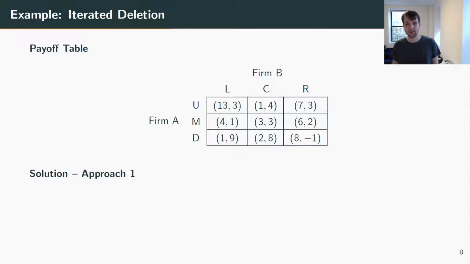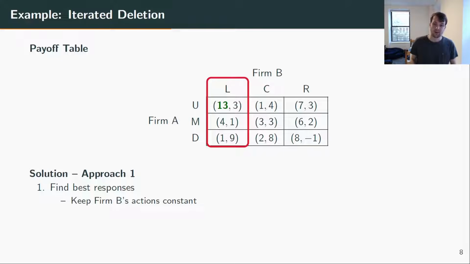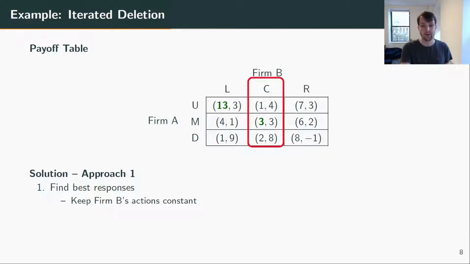We're going to start with this payoff table. Now, no real example. We don't need to think about what these numbers mean. It's just a game that we can solve. And now we're going to solve it using approach 1. So we're going to start again with firm B. If firm B chooses left, firm A, if they choose up, get 13, middle 4, down 1. So the best response is up. We're highlighting 13 here. If firm B chooses center, firm A basically has to pick between 1, 3, and 2. The best response is middle. And if firm B chooses right, the best response is down, since 8 is greater than 7 or 6.